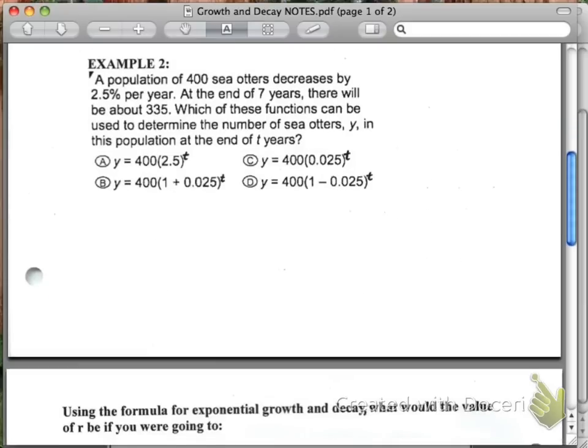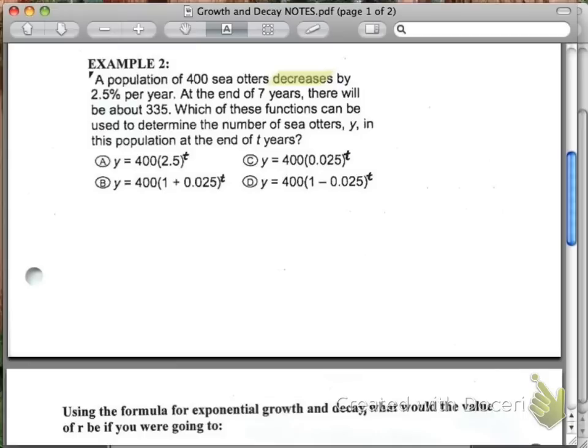Example 2 says a population of 400 sea otters decreases. Okay, so again, we need to get into the EOC test-taking strategy, and we see the word decreases. That should tell us that's going to change our problem just a little bit. Decreases means subtracts or declines. So a population of 400 sea otters decreased by 2.5% per year. Which of these functions can be used to determine the number of sea otters y in this population at the end of t years?